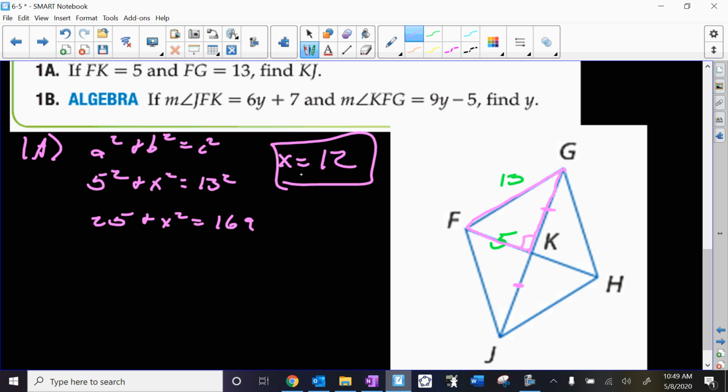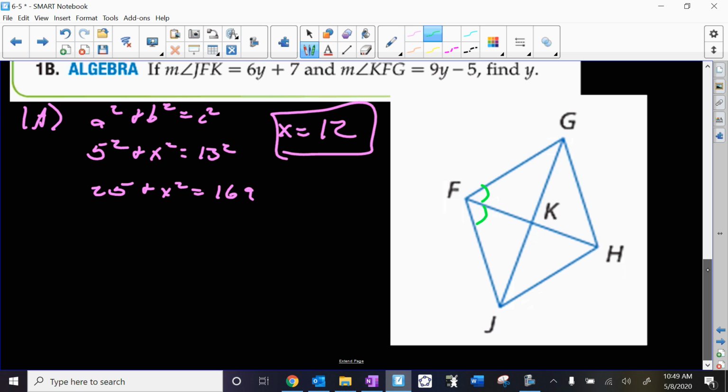And then your last one, I'll do 1b as well, because it's still all different. This time it tells me JFK, that's this one, is 6y plus 7. And KFG, that is this one. We know that the diagonals bisect our angles, which means then that these two angles are equal to each other. So we're going to go 9y minus 5 equaling 6y plus 7.